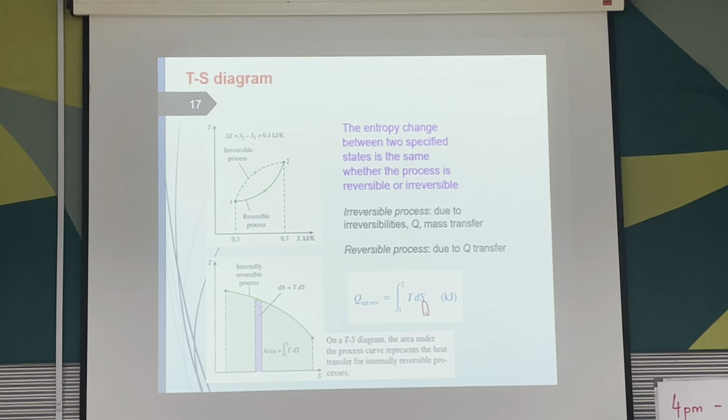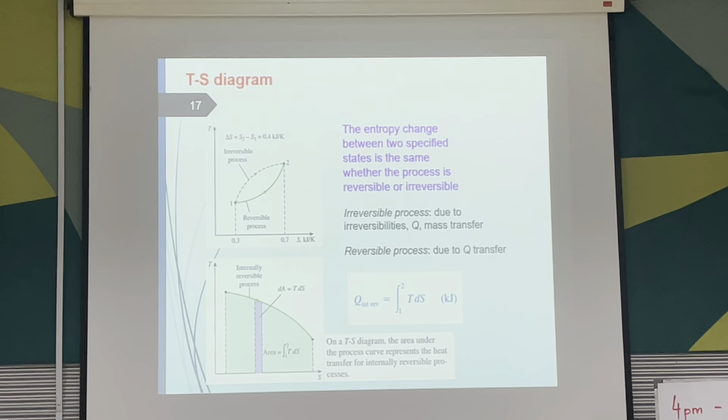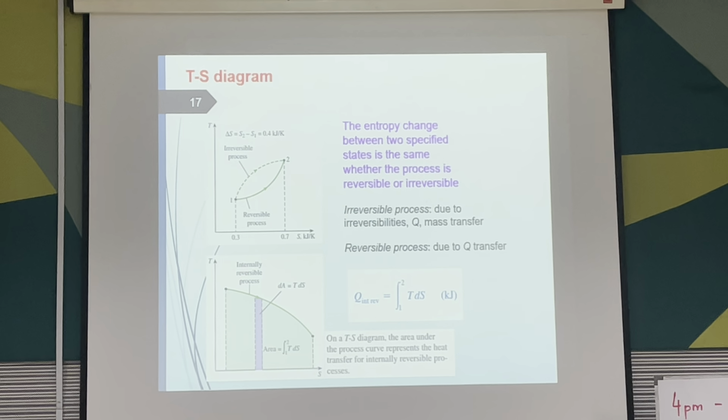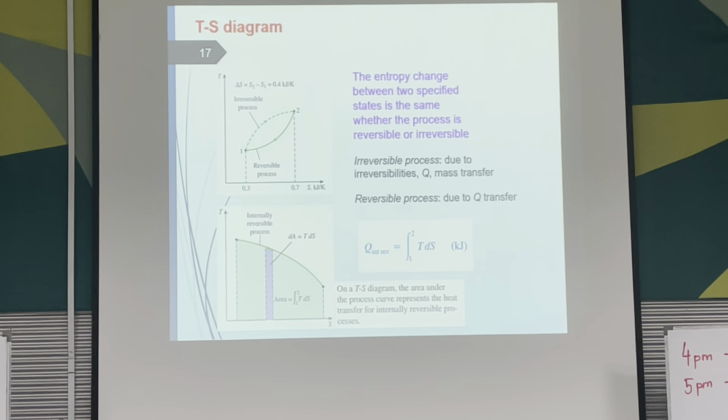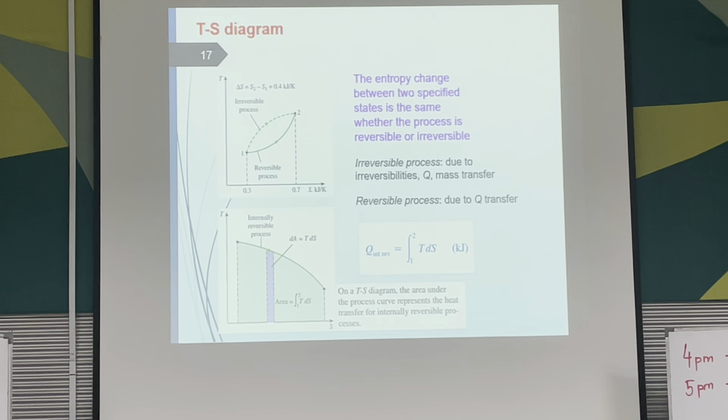Okay, so now we look at the TS diagram. So previously, we kept looking at the PV diagram, right? In basically most of the previous chapters, everything that we draw is based on the PV diagram. When we involve entropy change in our calculation, sometimes the more useful diagram to draw is the TS diagram. But same thing, TS and PV diagrams, these two we use interchangeably. So the entropy change between two specified states is the same, whether the process is reversible or irreversible. We are just repeating what we said.